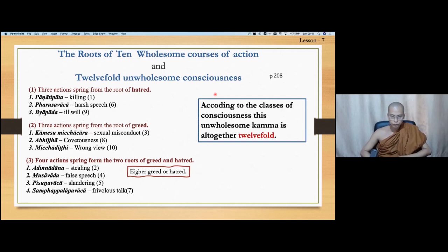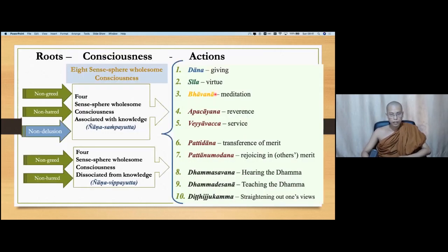in the future. So then here also, I would like to show the connection of the roots, consciousness, and action for the 10 bases of meritorious deed. Here, the roots are non-greed, non-hatred, and non-delusion. Sometimes, in case of jnana vippayutta, we have already studied the 8 sense-sphere wholesome consciousness, the sense-sphere beautiful consciousness. And this is the first group.